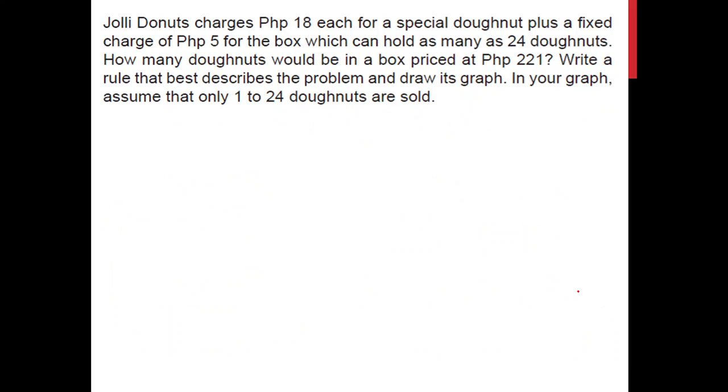Now let's try to have another word problem. Jolly Donuts charges 18 pesos each for a special donut, plus a fixed charge of 5 pesos for the box, which can hold as many as 24 donuts. Now, how many donuts would be in a box priced at 221 pesos? Write a rule that best describes the problem and draw its graph. In your graph, assume that only 1 to 24 donuts are sold.